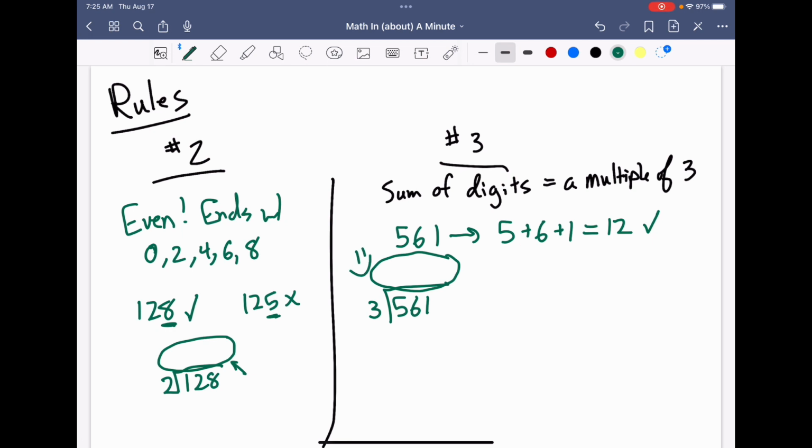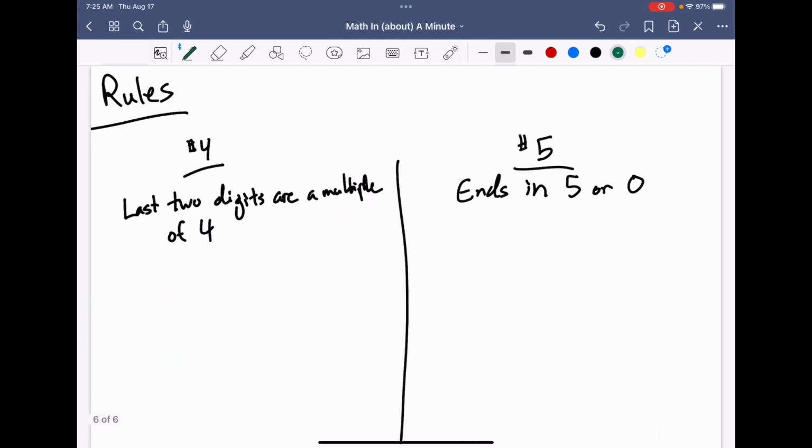But if I take something else, like let's say 664, and I go 6 plus 6 plus 4, that equals 16. That's not divisible by 3. So I know it would be a waste of time to try 664 divided by 3. I'm not going to get a happy answer, and so I shouldn't bother doing it. And again, that's what these rules do: they let us know how we should start breaking down a number. Should we try 3? Should we try 4? Something like that.